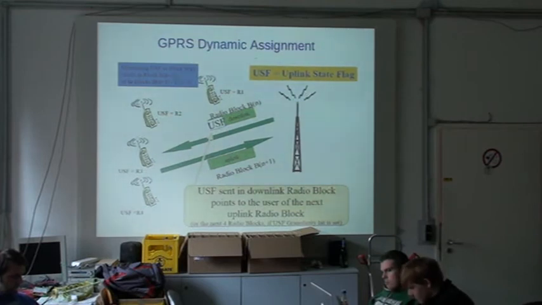For dynamic allocation, the network uses USF, the uplink state flag. USF is used as a token which is given by the network to the mobile station, and to allow transmission of the uplink block, and mobile phones are just monitoring for the necessary USF, and when a mobile phone receives the necessary USF, it just sends an uplink radio block on the next block in the frame.